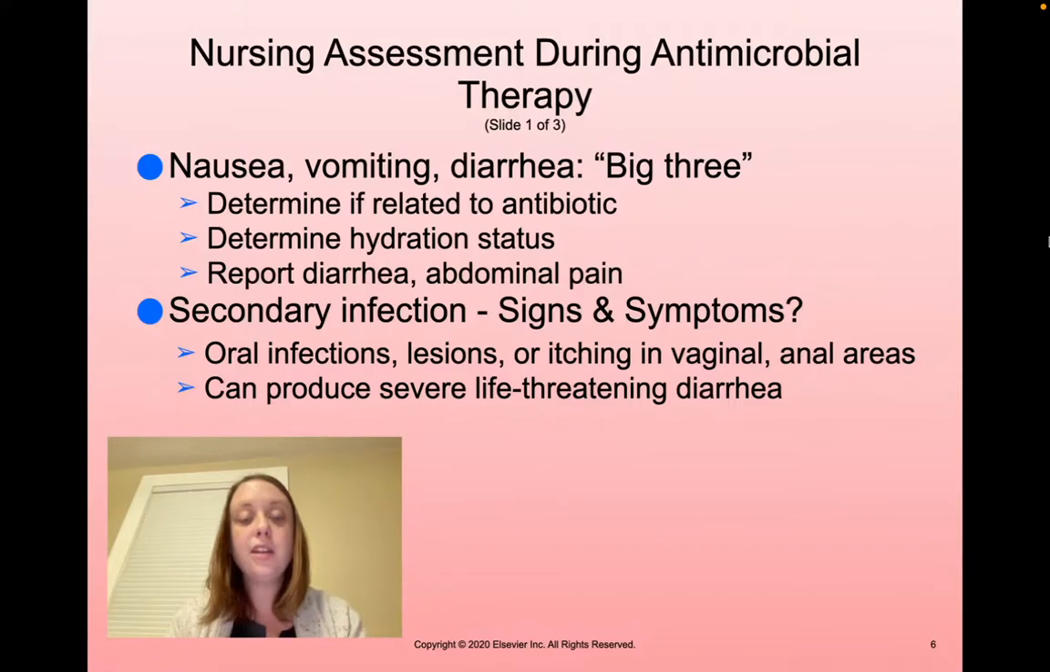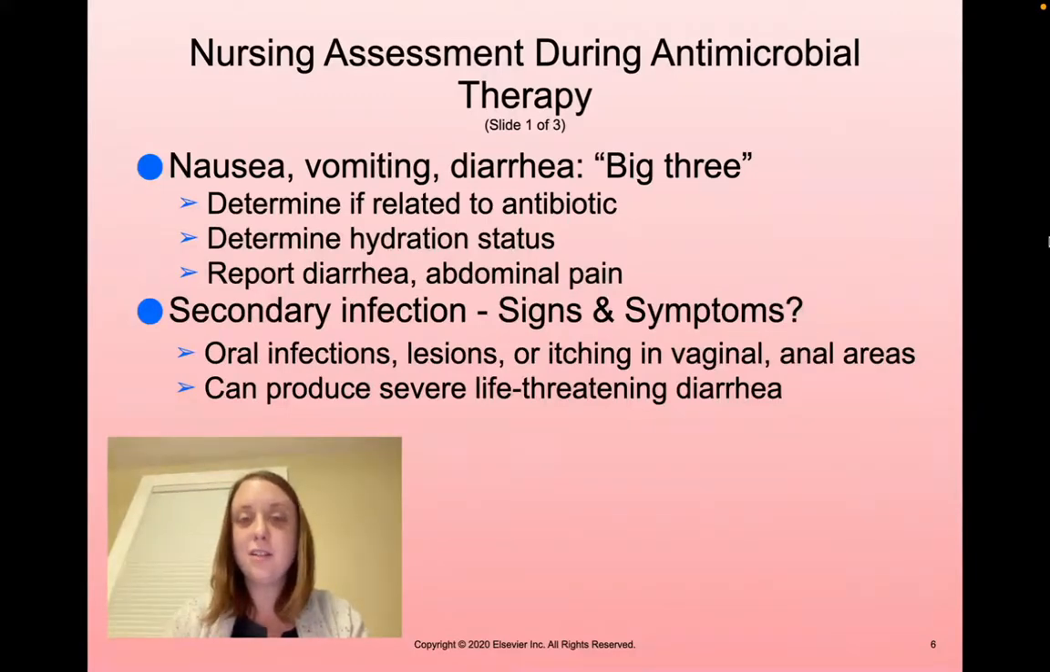Now, with antimicrobial therapy, particularly with broad spectrum antibiotics, it's not uncommon for a patient to get what we call a secondary infection. And this is when the therapy we're giving kills off a bunch of bacteria or a bunch of microorganisms, but then that leaves other microorganisms a chance to proliferate, ones that are resistant to that particular drug, and then a different infection arises.